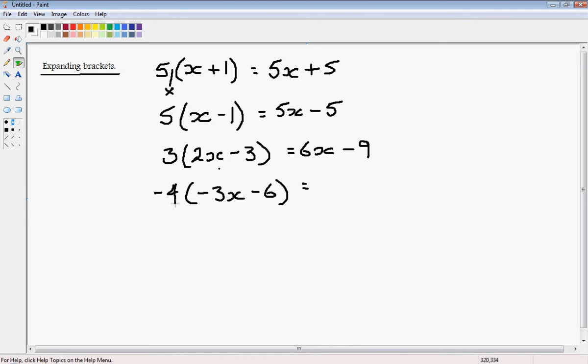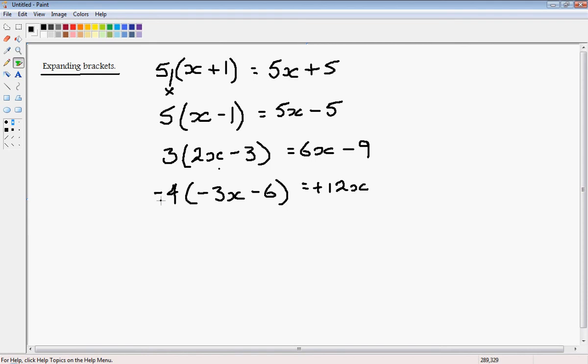Now 4 times 3 we know is 12, 4 times 6 we know is 24. So the numbers aren't going to be any different. It's are they positive or are they negative? So as I said, we do this in 2 stages. So the minus times the minus. Now minus and a minus gives me a plus. Now if it helps, write plus. Nobody's going to hang you out to dry on this. Then 4 times 3x is 12x.